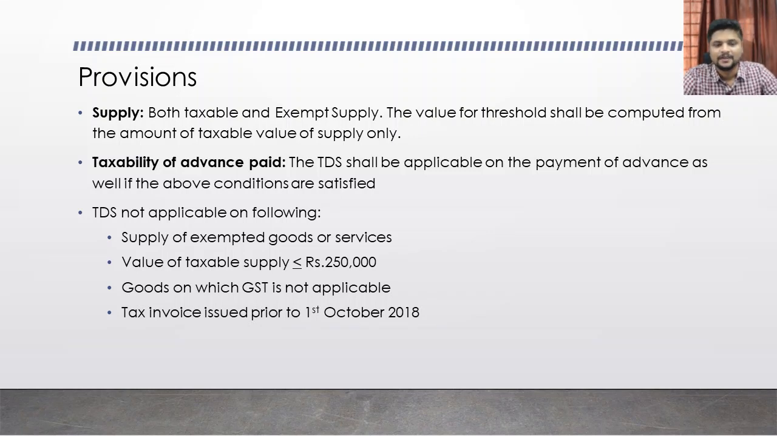Next, what we are now going to see is supply. What is supply? Here, supply means both taxable supply as well as exempt supply. It is not saying that the contract should have only taxable supply. If the contract has exempt supply also, the TDS provisions can apply, provided the value of taxable supply is more than 2,50,000. Clear or not? So supply involves both taxable as well as exempt, but the threshold limit of 2,50,000 will apply only on taxable supplies. The value for the threshold shall be computed only from the taxable value of supply.